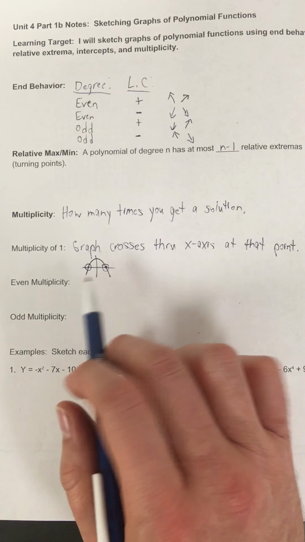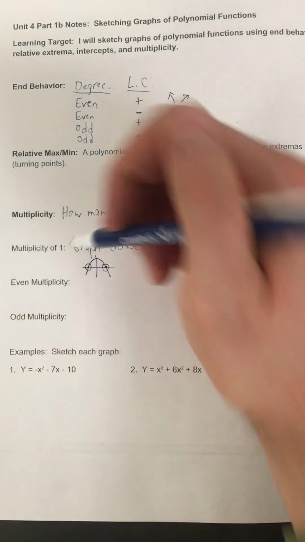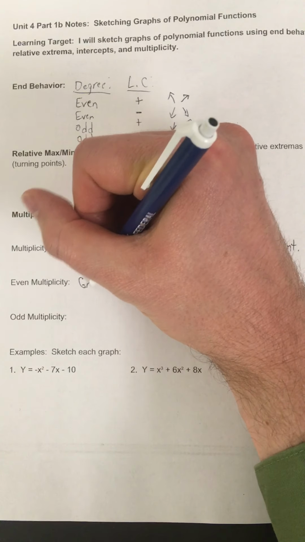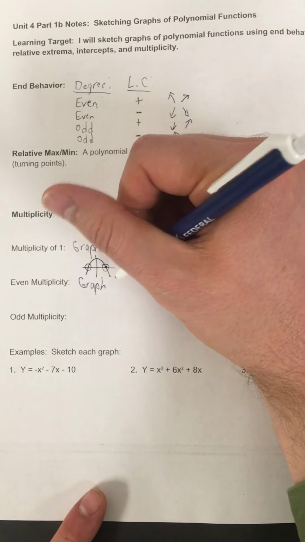Now, if you get an answer more than once and you're getting it an even number of times, that would be even multiplicity. The graph doesn't cross through at that point. What happens there, if you get an answer an even number of times, the graph bounces off the x-axis at that point.